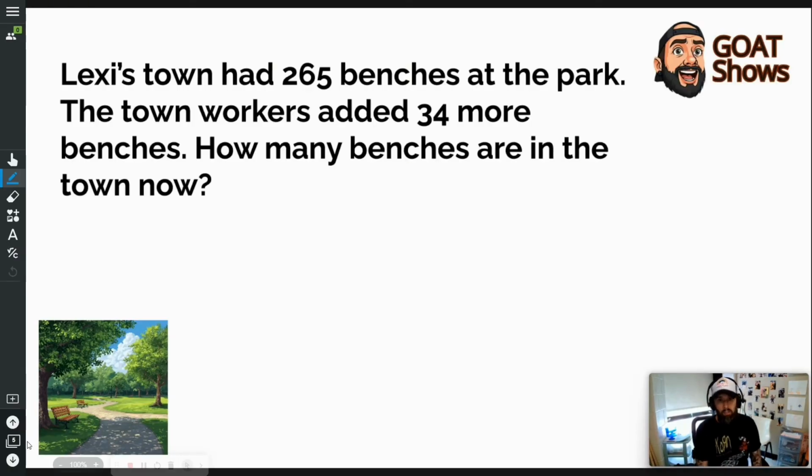Now, Lexi's town has 265 benches at the park. The town workers added 34 more benches. How many benches are in the town now? So the wording is very nice. You have 265 benches, and it says we are adding 34 more. So we are obviously adding here. Now make sure that everything's lined up: 265 and 34, and we're going to add these together.